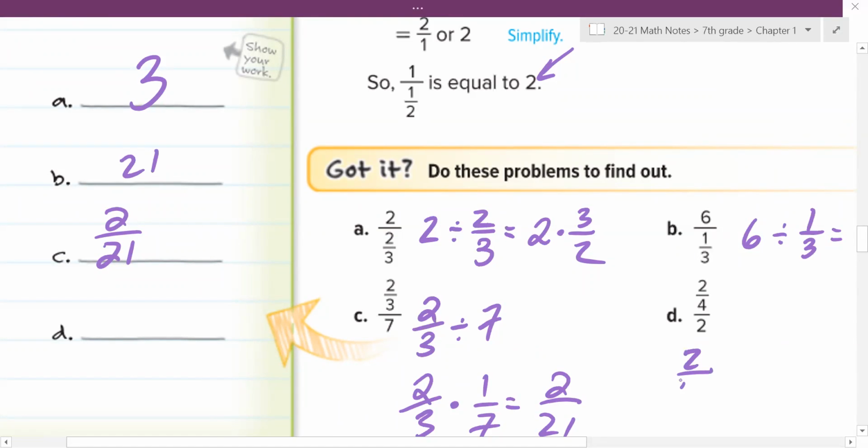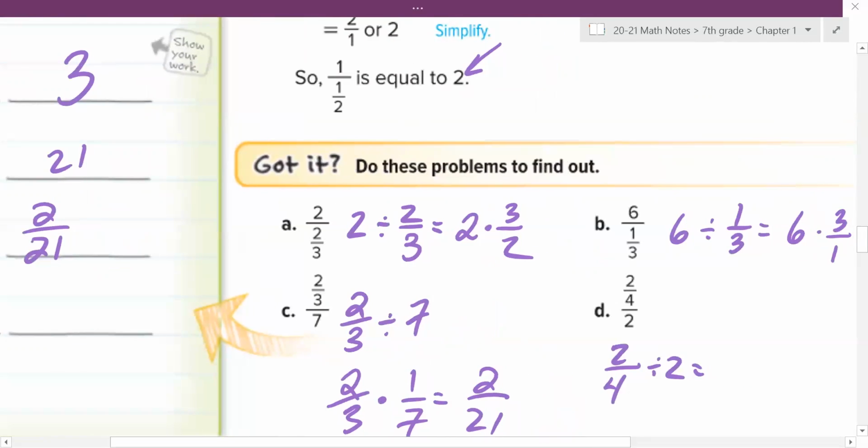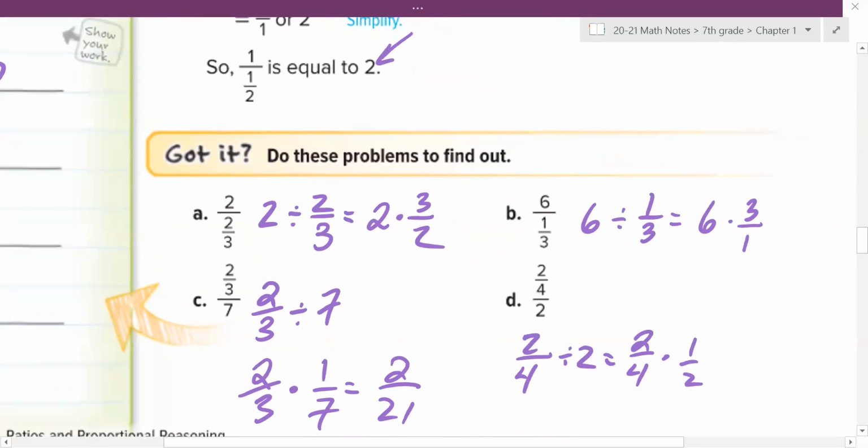Rewriting this, 2/4 divided by 2 is the same thing as 2/4 multiplied by the reciprocal of 2, which is 1/2. If I didn't have a calculator, I know that 2 goes into 2 once, 2 goes into 2 once, which comes out to be 1/4.